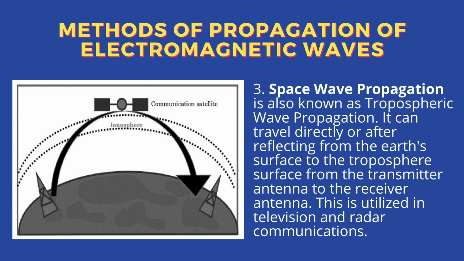Number 3. Space wave propagation. It is also known as the tropospheric wave propagation. It can travel directly or after reflecting from the Earth's surface to the troposphere surface, from the transmitter antenna to the receiver antenna. This is utilized in television and radar communication.